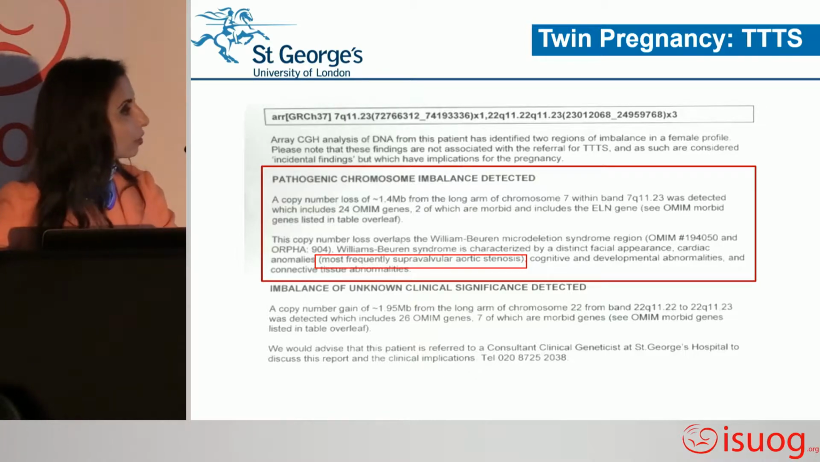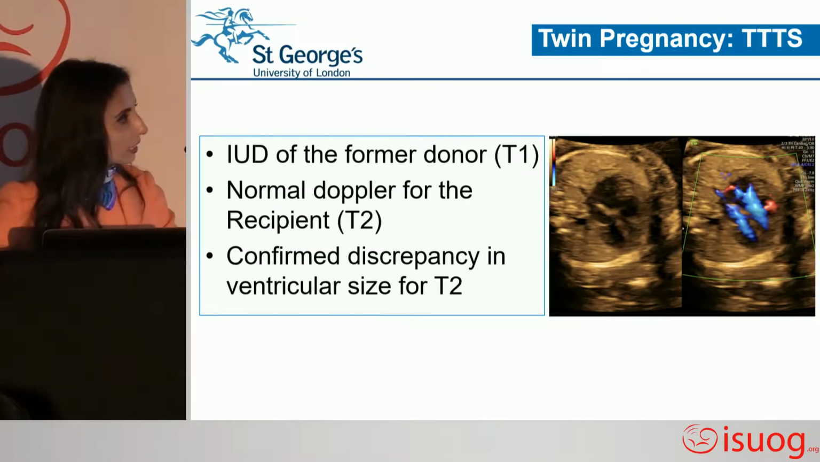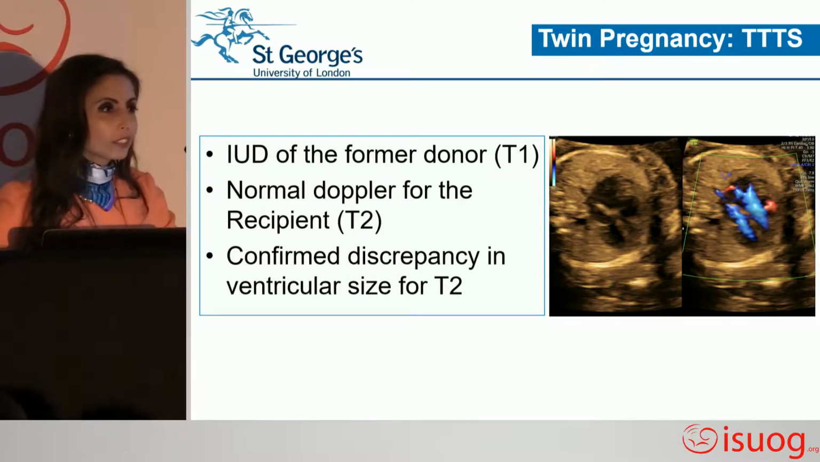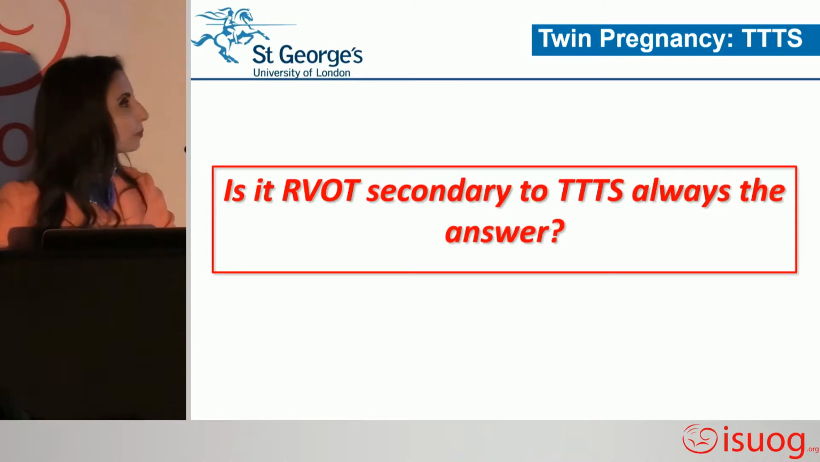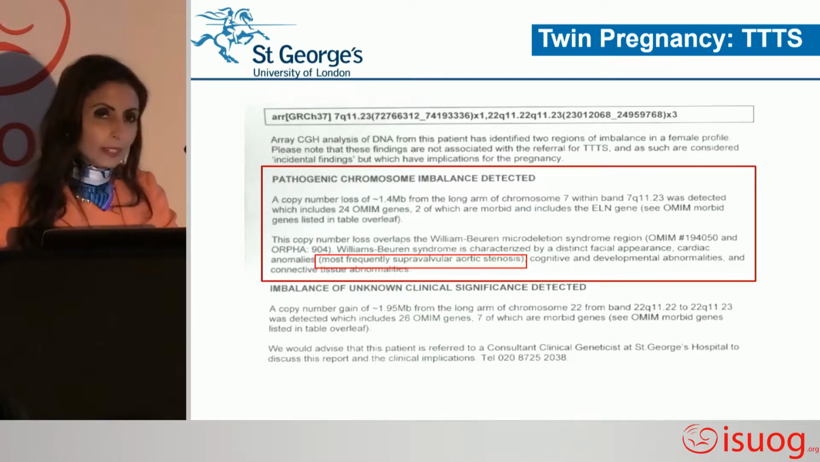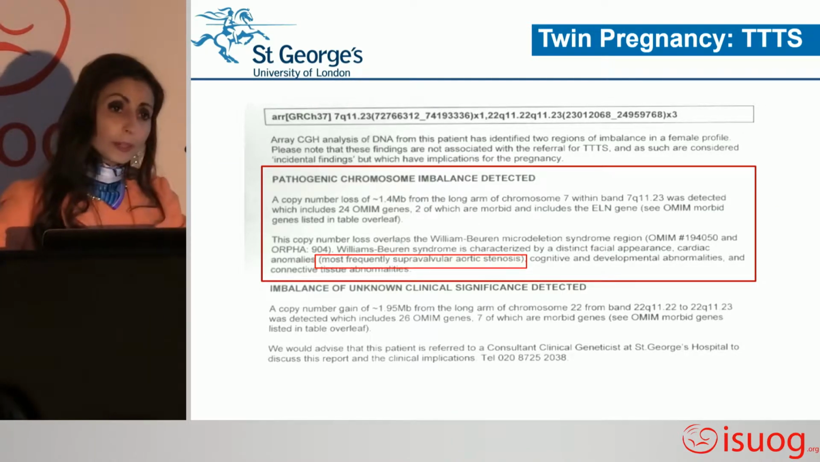And in fact, if you look at this part, the left ventricle is the one that was smaller than the right ventricle, not the opposite. Anyway, so this woman was counseled by the geneticist, and she could continue the pregnancy.